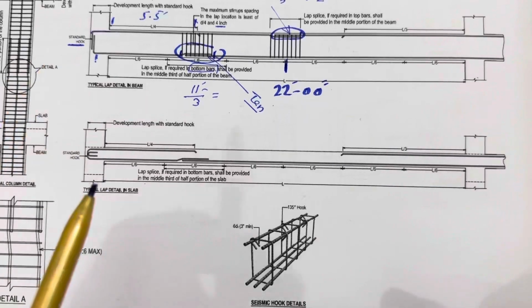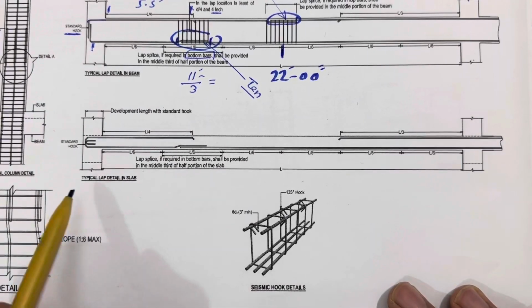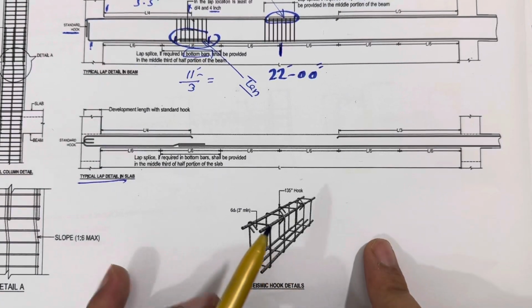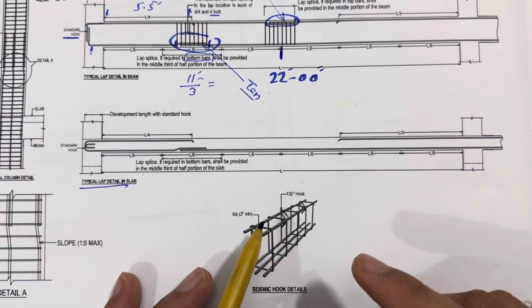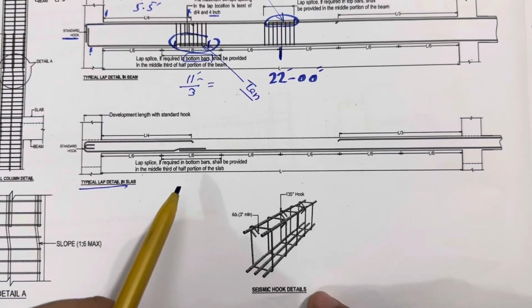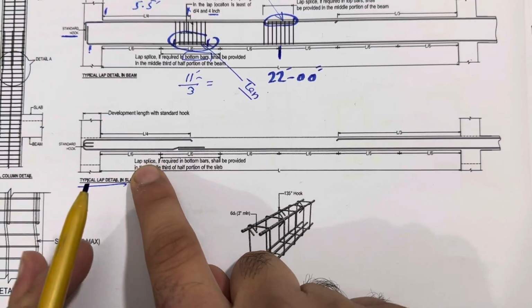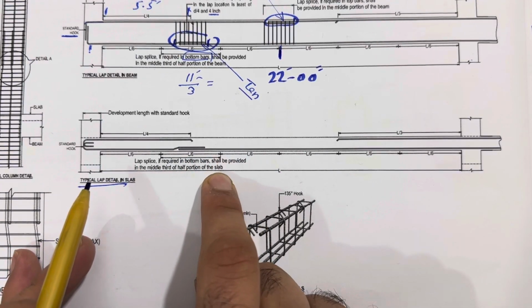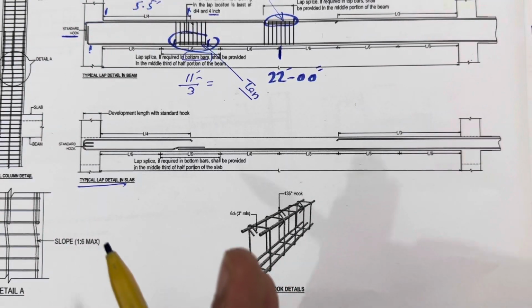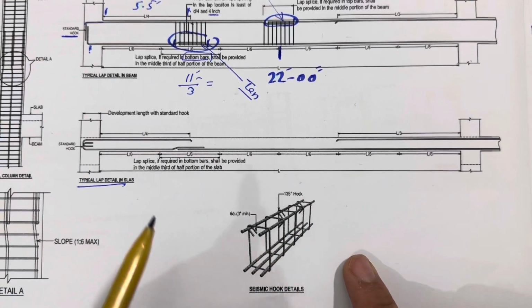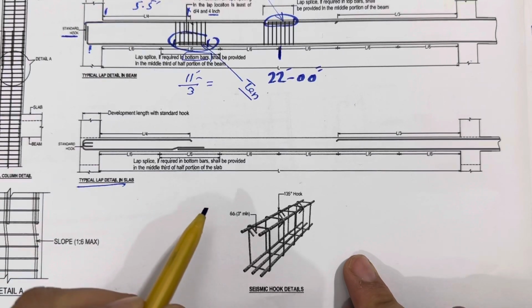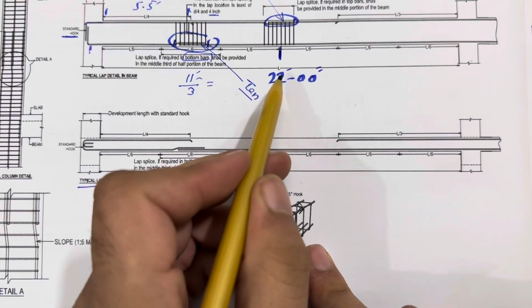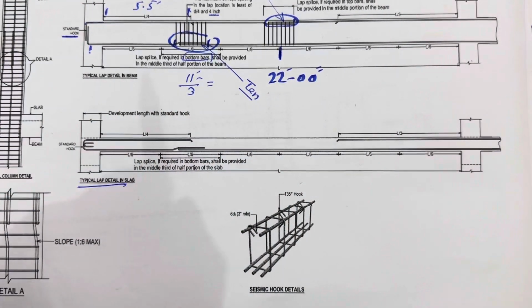Next guys, you can see here, this is now typical lap details in slab. If you require to provide the splice length or lapping length in the slab, remember it should be provided here, same at the bottom portion. Lapping length, if required in the bottom portion, shall be provided in the middle third portion. Because this is an RCC slab, we don't have tension in the compression zone, but if required, it should be provided at the same distance of L by 2. First of all, L by 2, or you can say the half length divided by 3. You can say like this.